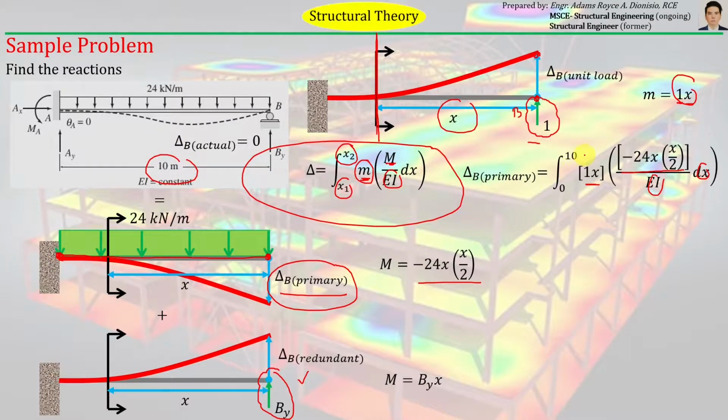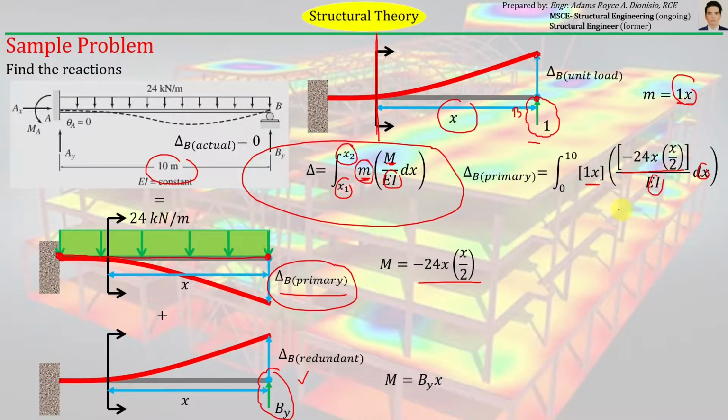You just have to be careful with the consistency of your units. Make sure that your units will be consistent. Although for this particular example, since the load is in terms of kilonewton per meter as well as the distances are in meters, I suppose our units will just be consistent.